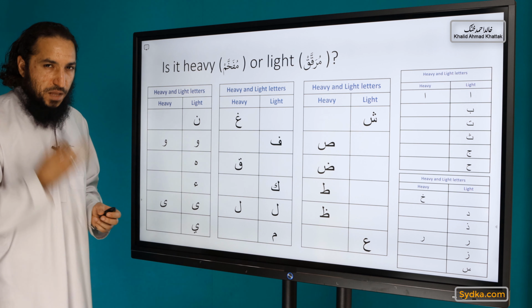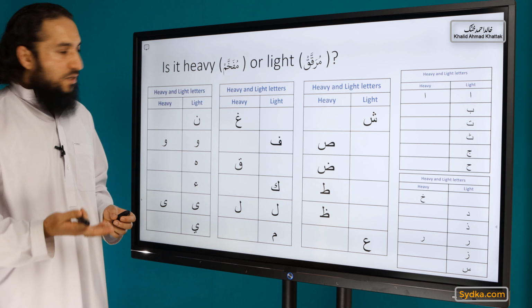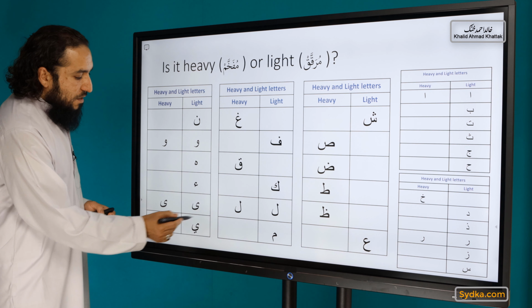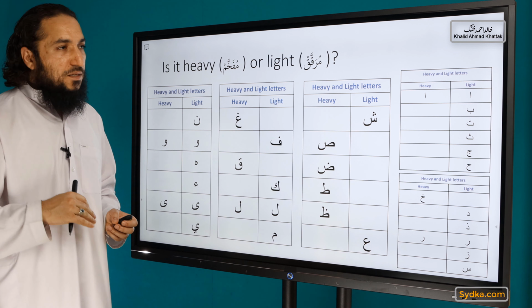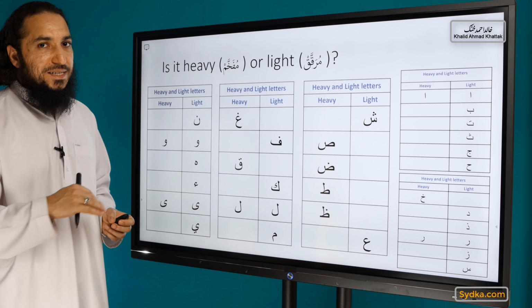Is it a light or heavy letter? It is one of the light letters, because when we pronounce Ya, our mouth remains flat. Ya, I, Ya.